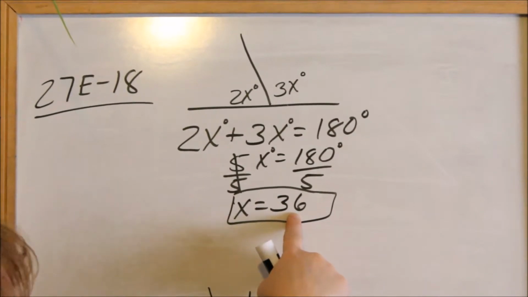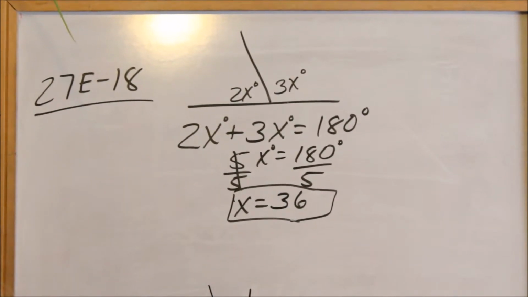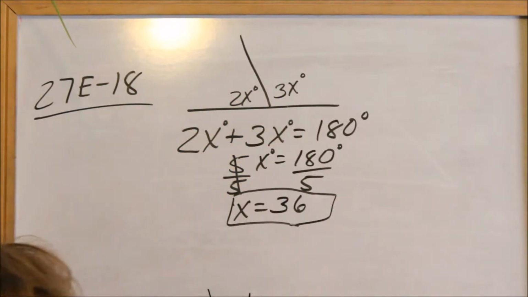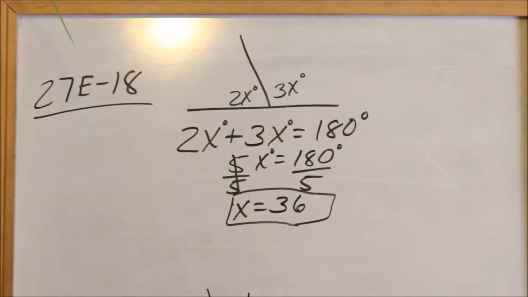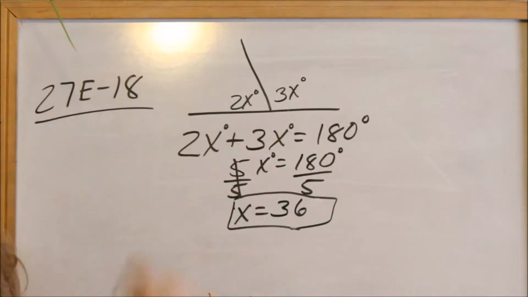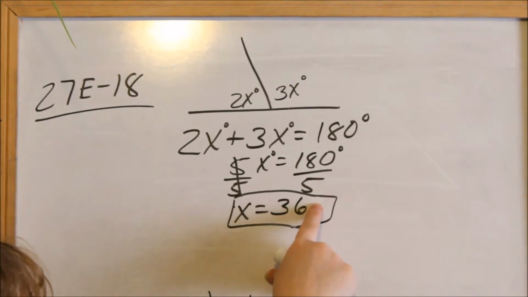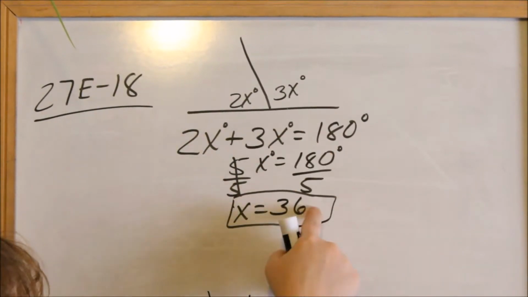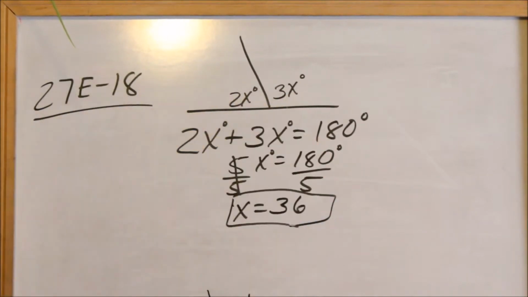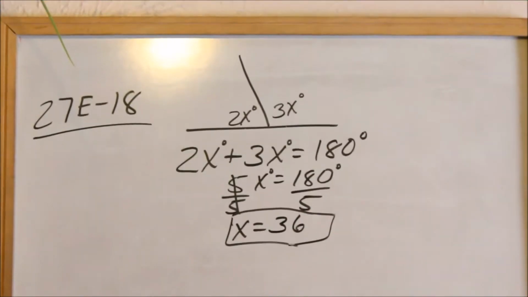If you put 36 back in for x, then this angle would be 2 times 36, which would be 72 degrees, and if you put 36 in here, that would be 108, and 108 and 72 are supplementary angles. So you don't necessarily need to have your degree symbol right here. You just see that x is 36, and then you can figure out what these angles are by substituting your x value back up in here.